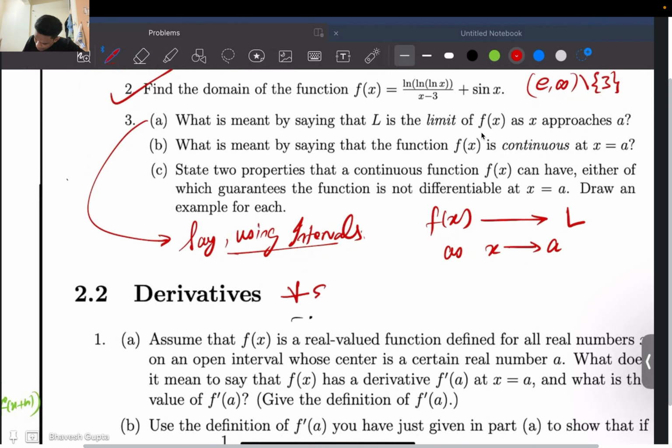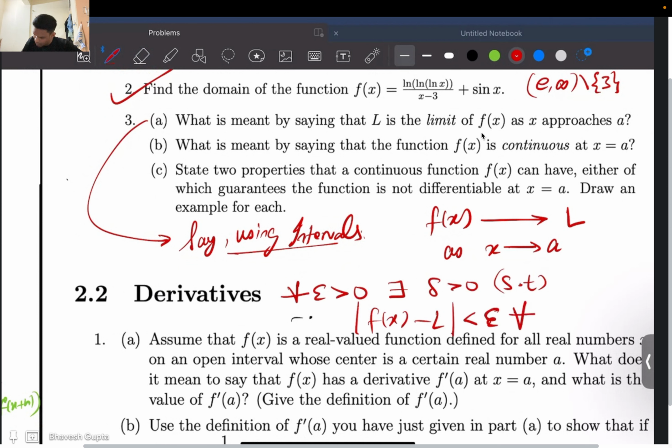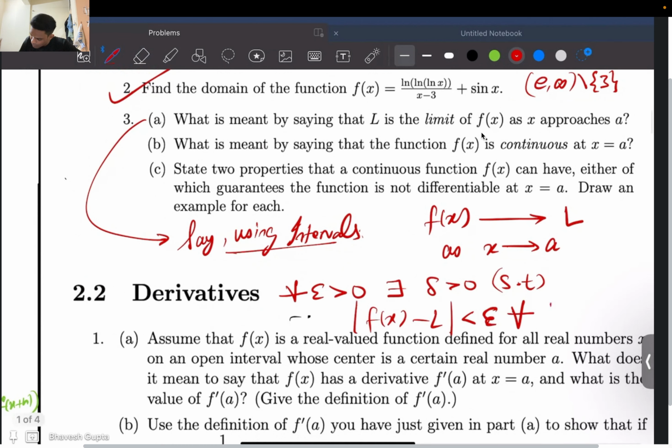That is, for all epsilon greater than 0, there exists delta greater than 0 such that the distance between f of x and L is less than epsilon. So this is what I mean to say: the limit as x approaches a means there is a neighborhood, an interval, around a. Which I have written in this red color. Okay. So yeah, that's the better way to say that. So what is meant by saying that the function is continuous at x equal to a?